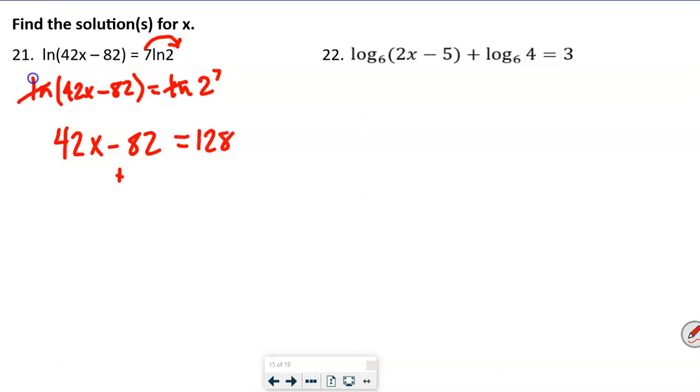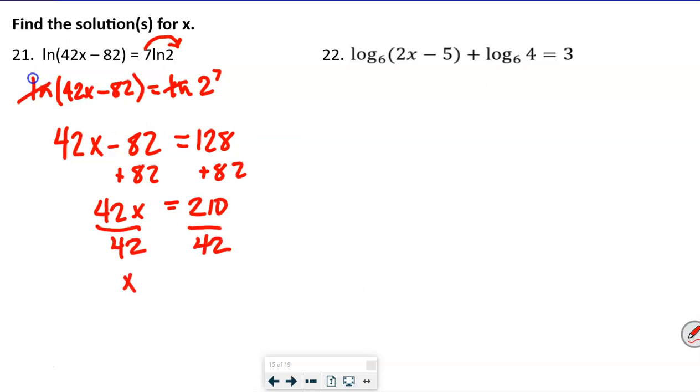So then we're going to add 82 to both sides. That's 42x equals 210. Yep, and then we're going to divide both sides by 42. So x is equal to 5. Again, plug it back up in there just to make sure it works, okay?